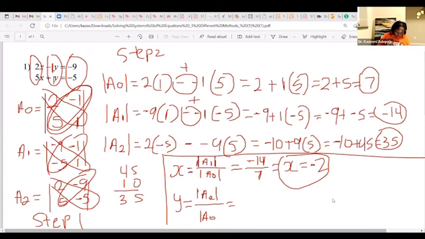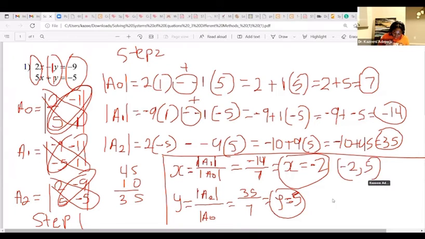So now we got to figure out our Y. We just have to plug it in. A2 is 35, so 35 divided by A0, which is 7, and 35 divided by 7 equals 5. So Y is equal to 5. And we just figured out our X and our Y. So this is our final answer: minus 2, 5, where minus 2 stands for X and 5 stands for Y. And just like that, we figured out what Y and X are.